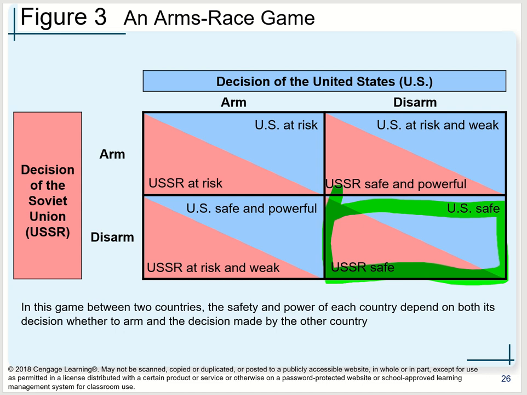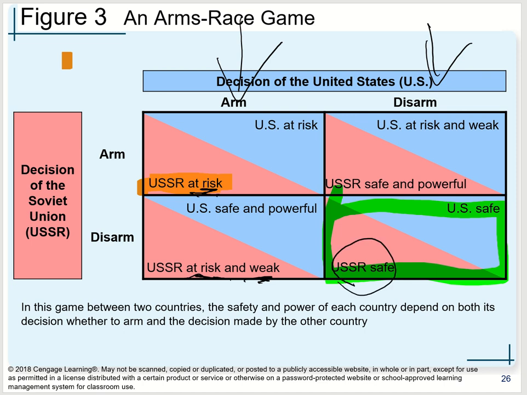If the US decides to arm themselves, what should Soviet Russia do? If Soviet Russia decides to arm themselves, they will be at risk. But if they choose not to arm, so disarm, they will still be at risk, and they're also weak, right? That's bad. So what is better? Arming themselves is better, right? So for Soviet Russia, when the US chooses to arm themselves, Russia would choose to arm as well. But if the US decides to disarm, what should Russia do? Then Russia can choose to disarm too, and they will be safe.